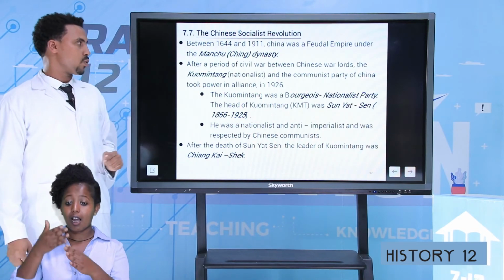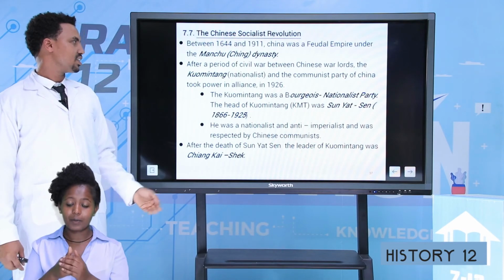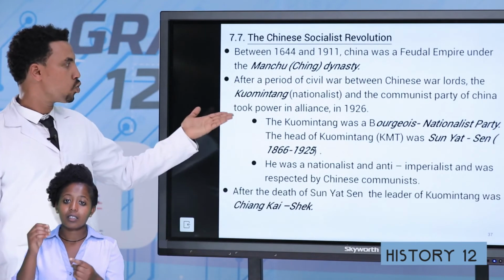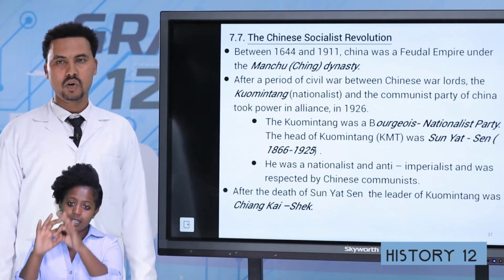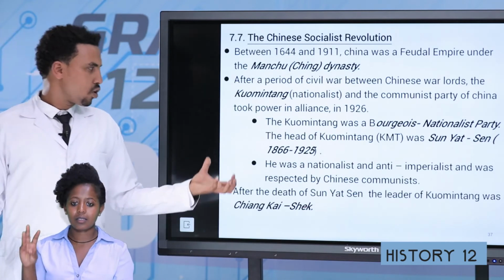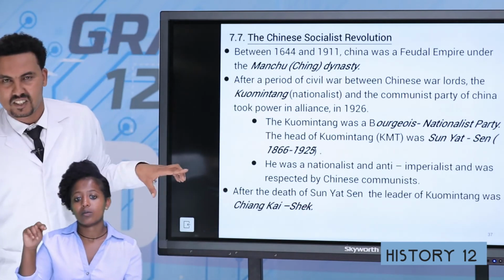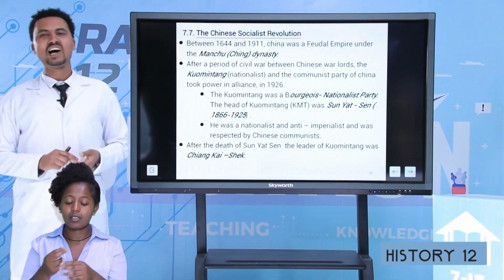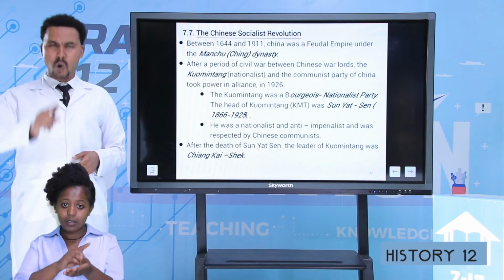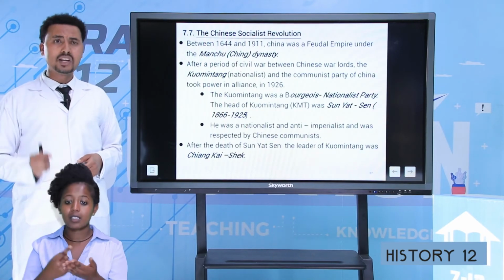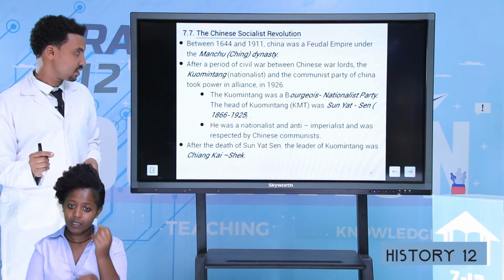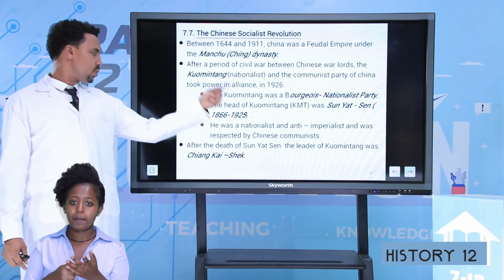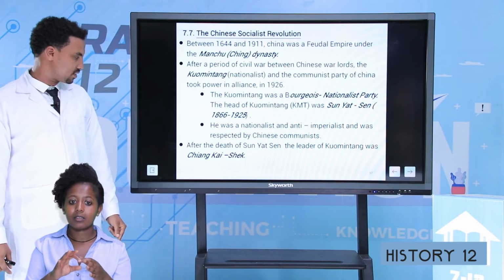After a period of civil war between Chinese warlords, the Kuomintang and the Communist Party of China took power in alliance since 1926. But the Kuomintang was bourgeois nationalist. The head of the Kuomintang was Dr. Sun Yat-sen, the founder of the Kuomintang Party. He was a nationalist and anti-imperialist and was respected by Chinese communists.